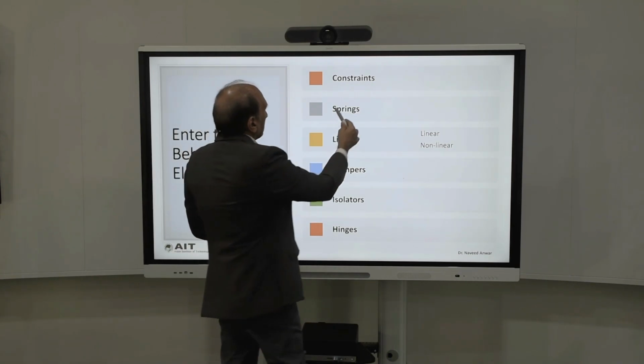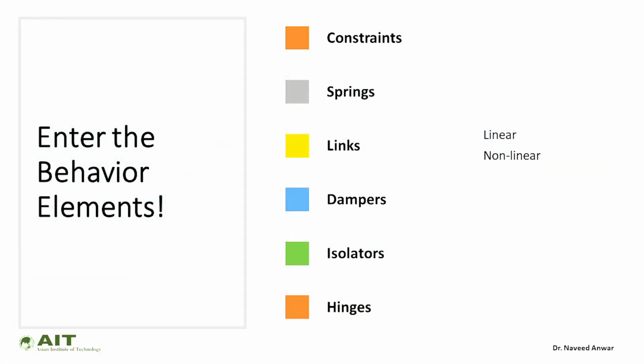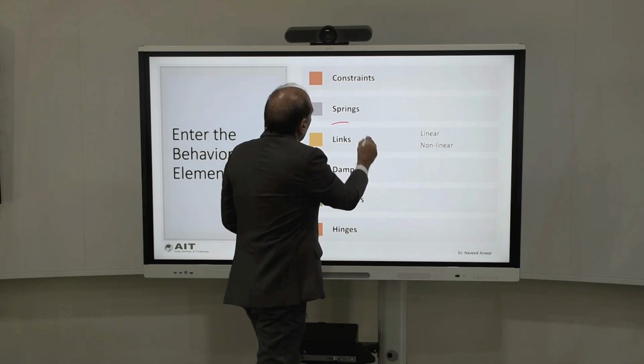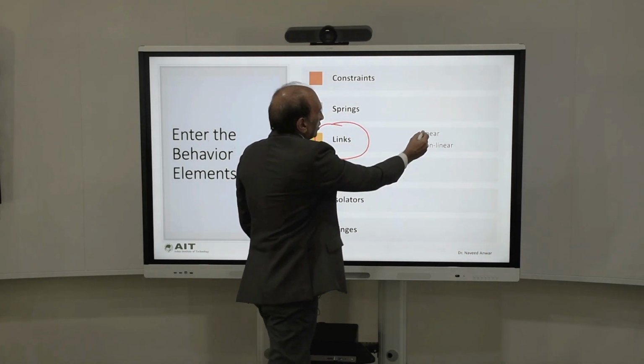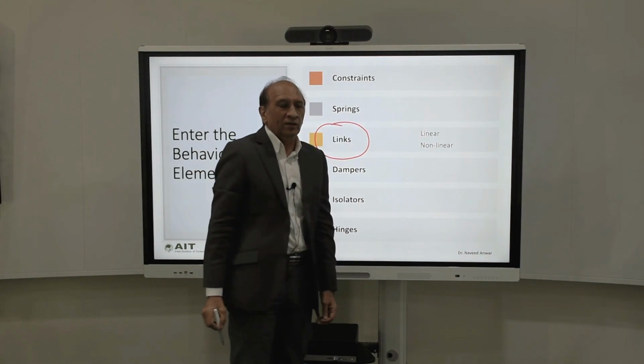And behavior elements include constraints. Constraints could be used to model the offset of the beam top, and we could use rigid links. We could use springs, links, dampers, isolators, hinges. Links are the most powerful of these elements. They could be linear, they could be non-linear.